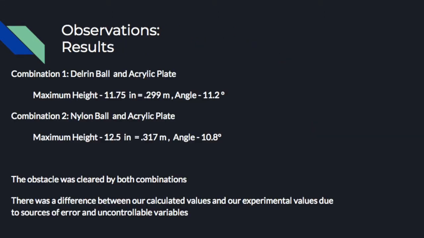In our observation, the first combination, the Delrin ball and acrylic plate, had a maximum height of 11.75 inches at an angle of 11.2 degrees. Our second combination, the nylon ball and acrylic plate, had a maximum height of 12.5 inches at about 10.8 degrees. The obstacle was cleared by both combinations, and there's a difference between our calculated value and our experimental value due to the sources of error and uncontrollable variables.